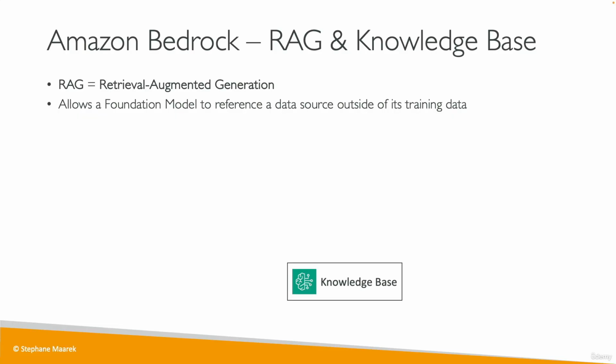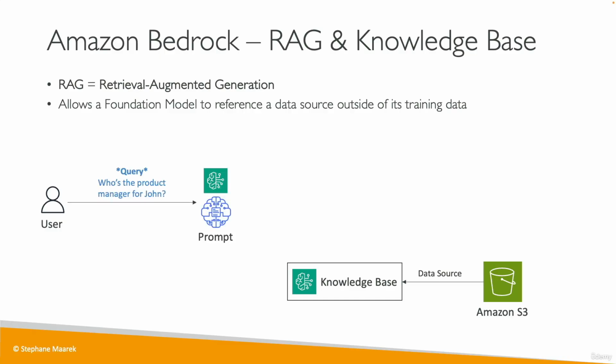So we have a knowledge base and it's being built and managed by Amazon Bedrock. For this, it must rely on a data source, for example, Amazon S3. So your data is going to be in Amazon S3, and then automatically Bedrock is going to do some magic. We'll see how that works exactly, but it's going to build a knowledge base. And then a user is going to ask a question to your foundation model saying, who is the product manager for John? So that's probably something related to his company. And of course, the foundation model does not know anything about John because John is a very specific query for my company and my own data.